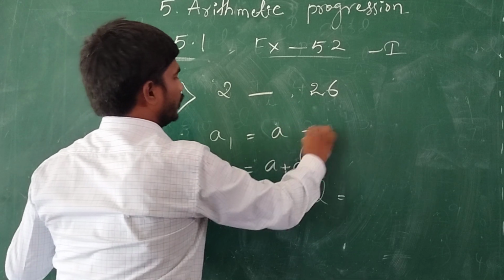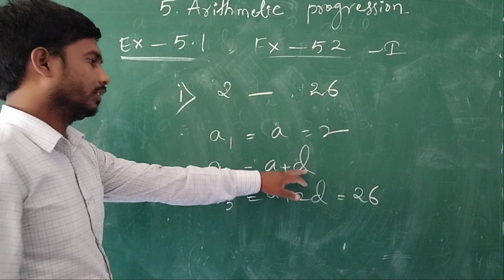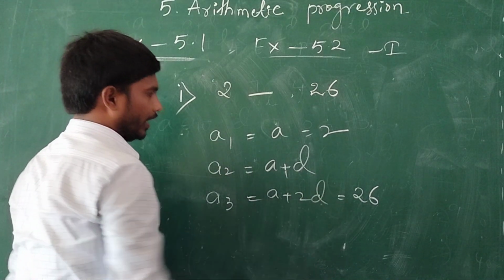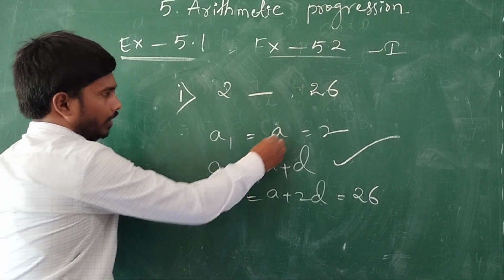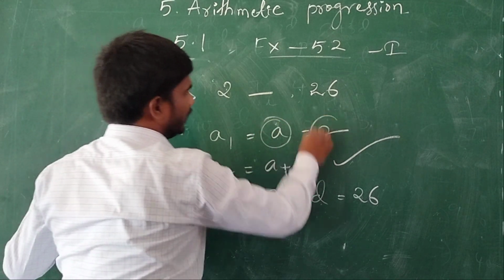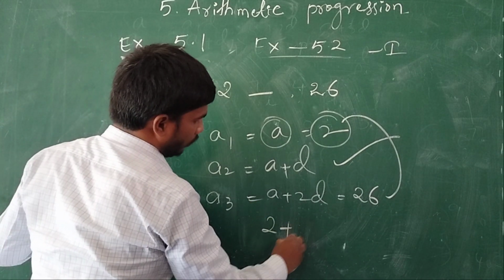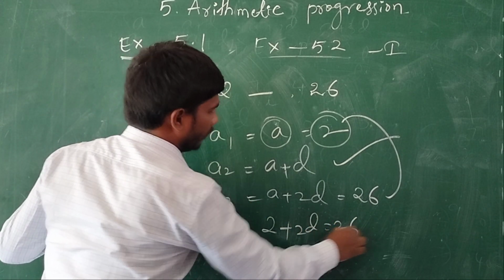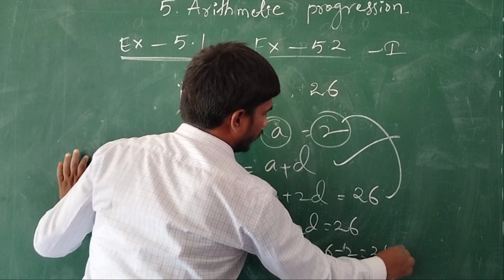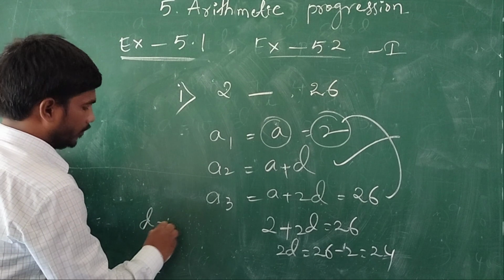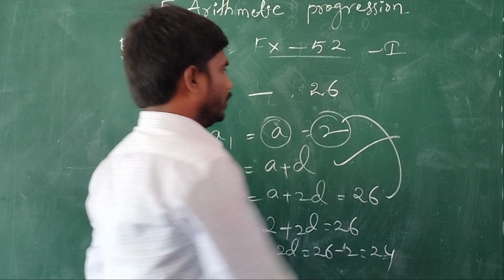First term a is equal to 2, given. a plus 2d is equal to 26, given. So first we need to find the d value, then we are able to find a plus d. I am substituting this a value, a is equal to 2, in the third one. 2 plus 2d is equal to 26. 2d is equal to 26 minus 2, 24. And d is equal to 24 by 2, 12. d is equal to 12.